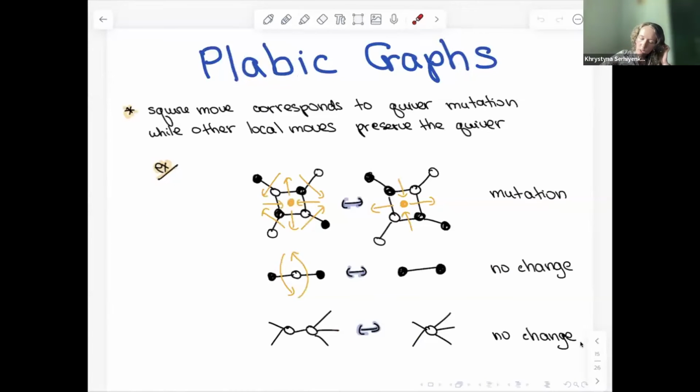And then, we had these local moves, and maybe you want to know how the local moves behave with respect to the associated quiver, and things behave quite well.